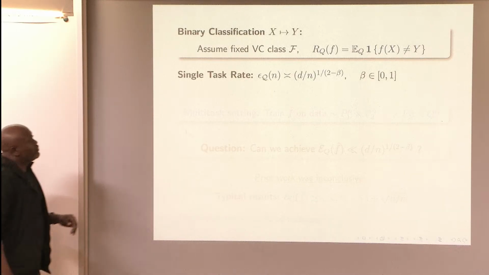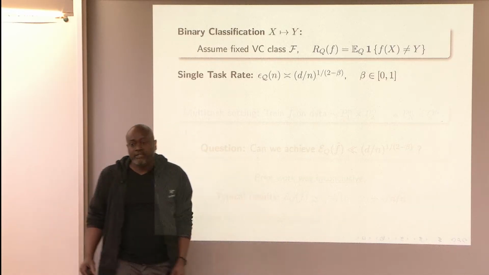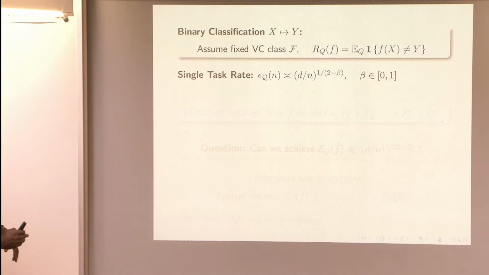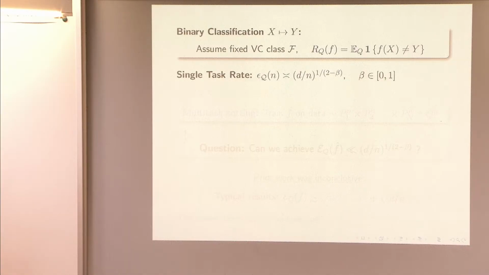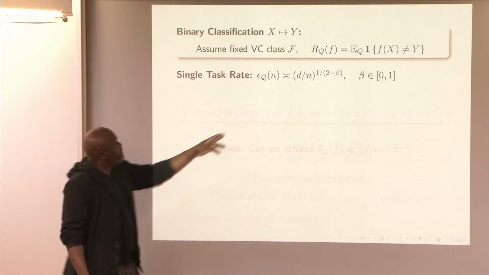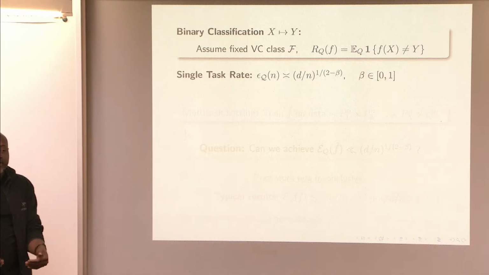The single task rate in this case, that I'm competing with, is of the form D over N to the power of 1 over 2 minus beta. Beta is a noise measure. I'll explain it more in a second. D is the VC dimension of the class. So that's the minimax rate of using just the target data.